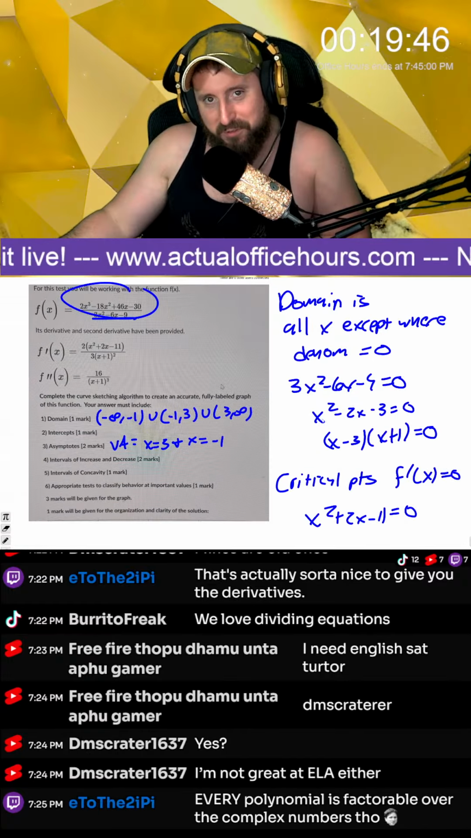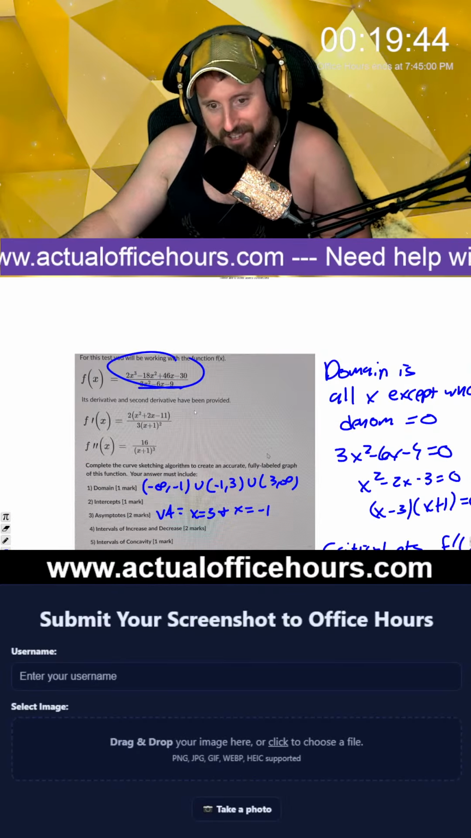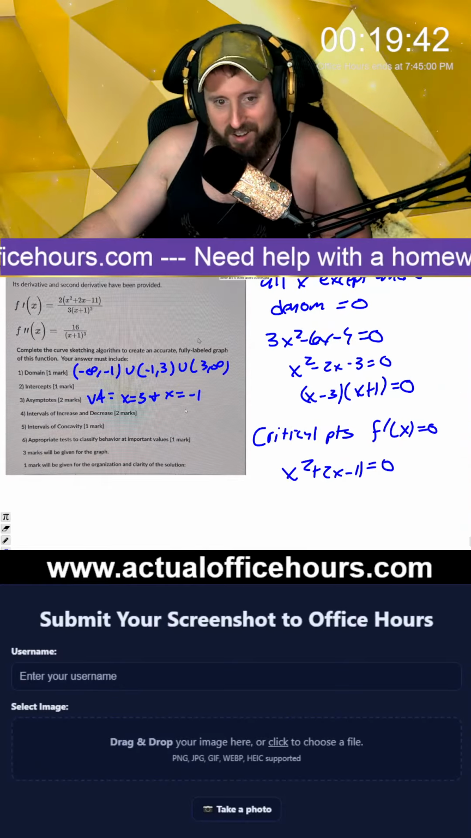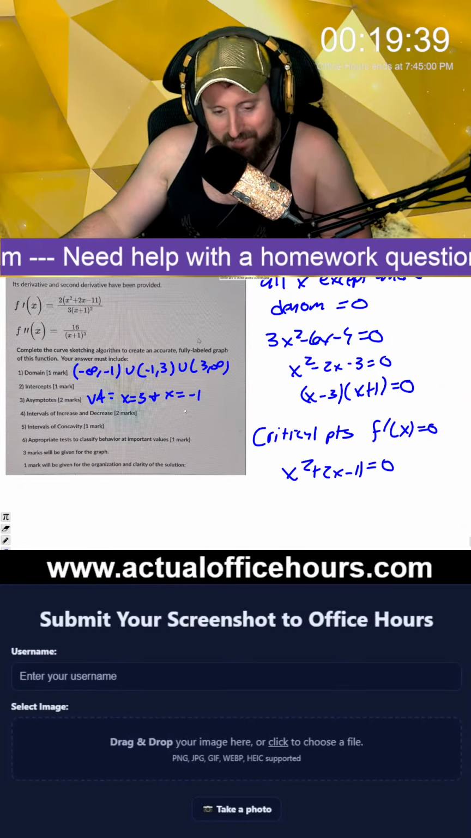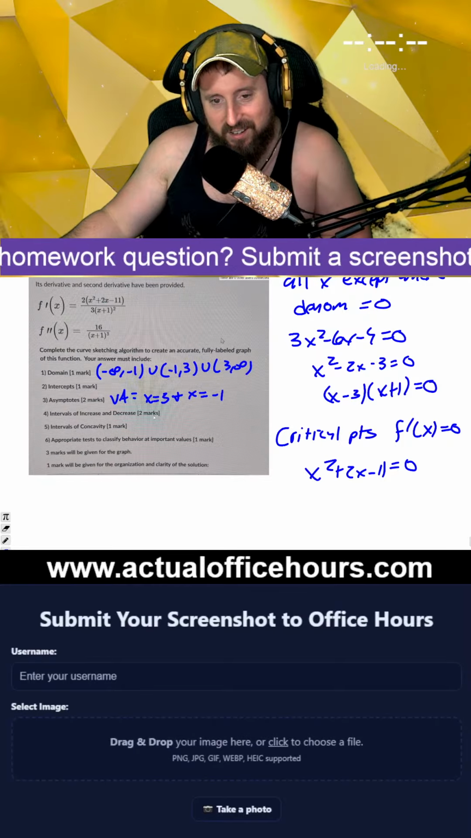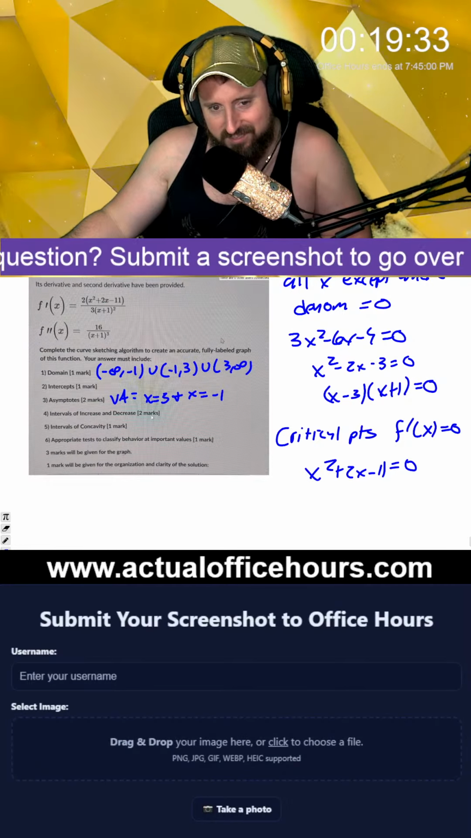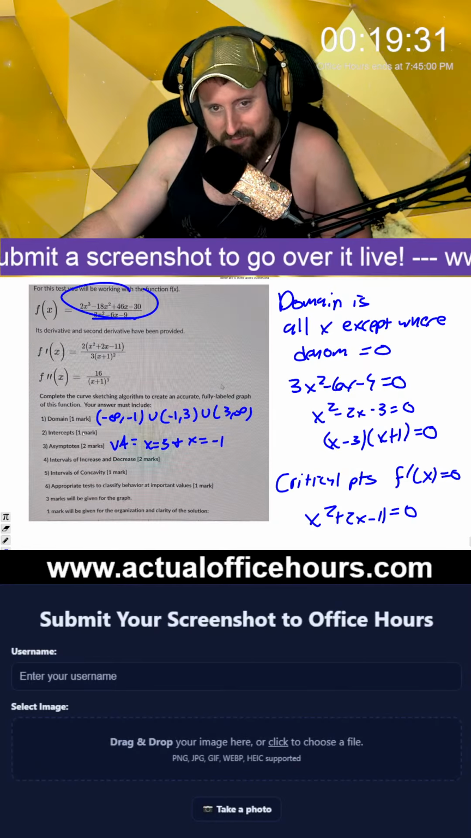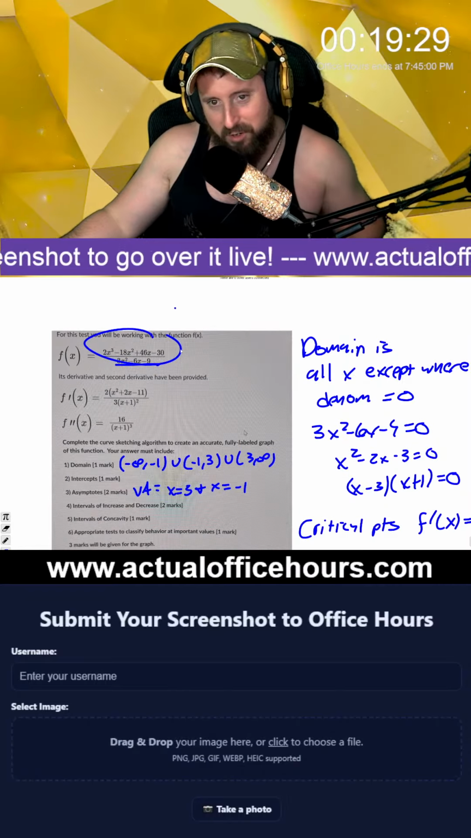Every polynomial is factorable over the complex numbers. You're not wrong, Zach. Okay, whatever. That gets you the critical points, and then you got to test in between. And then just make some graphs. This is absolutely horrendous.